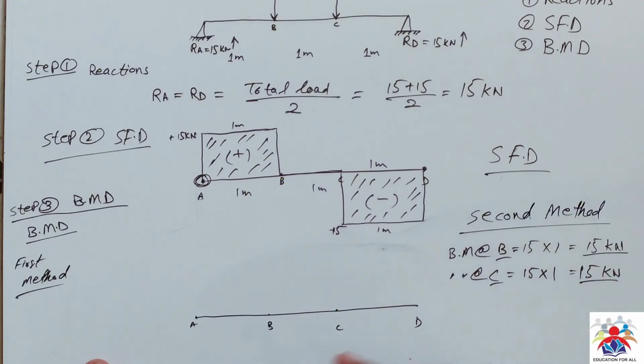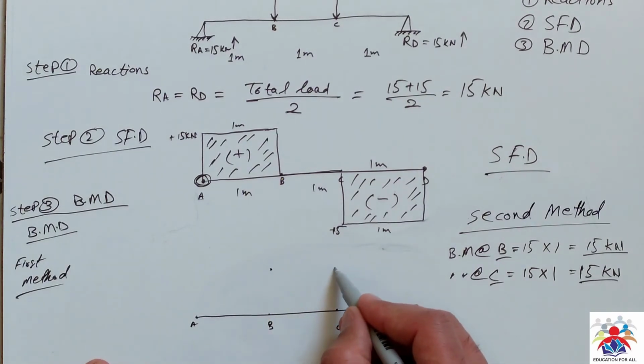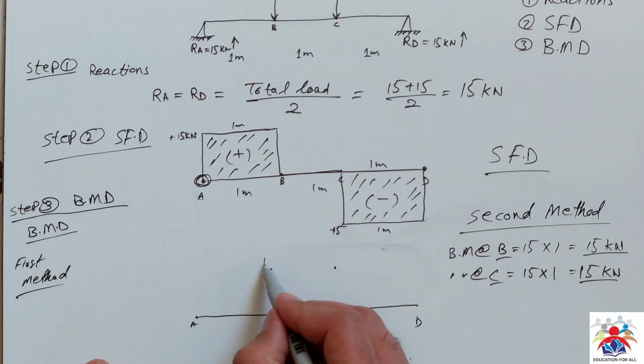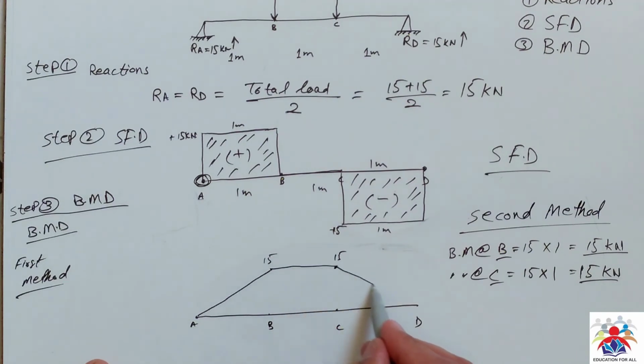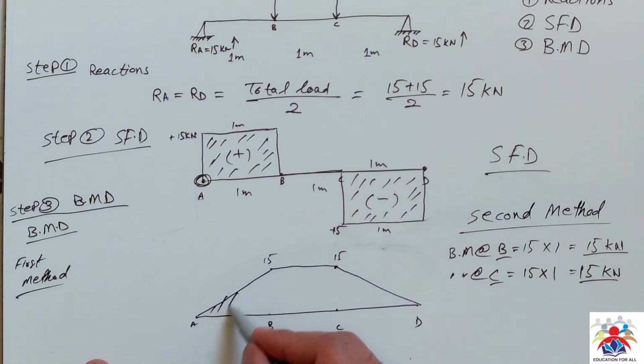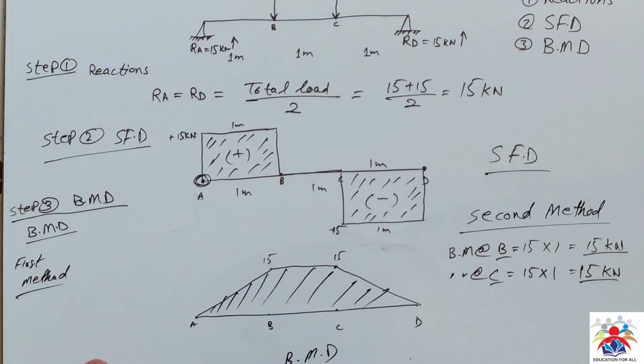Now we have the value at point B as 15, and at point C as 15 as well. So this is a rough guess that I would consider this a 15. So it will be 15 here, 15 here. Now we just have to connect these points with each other. So this is our bending moment diagram for the above beam.